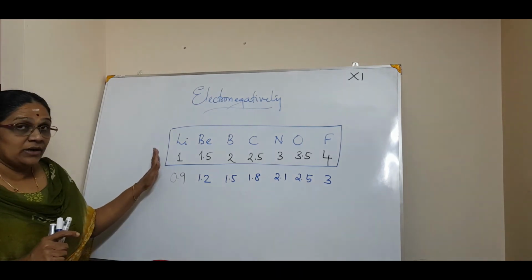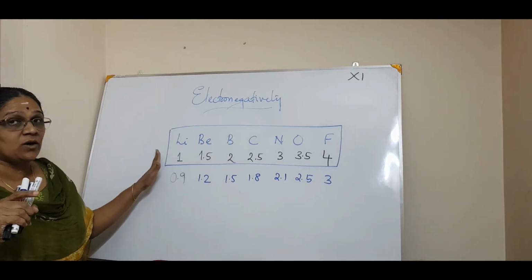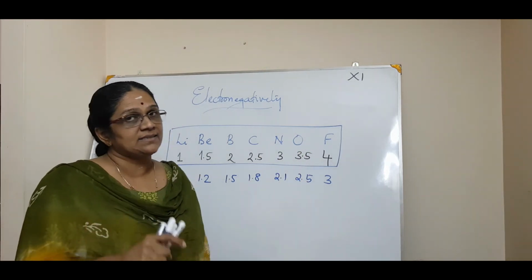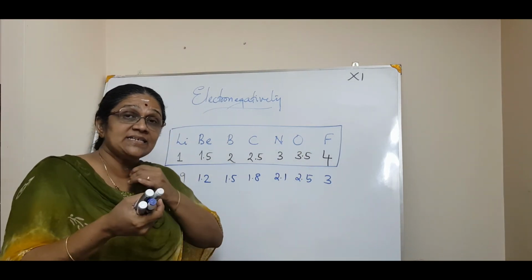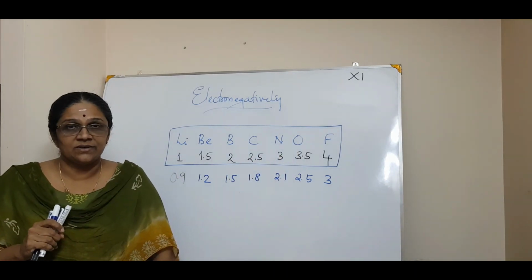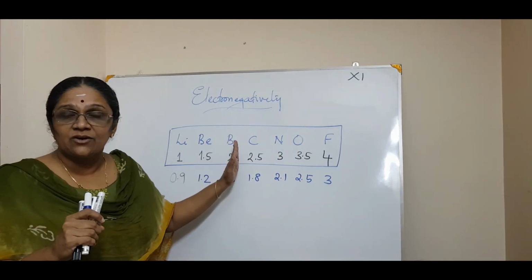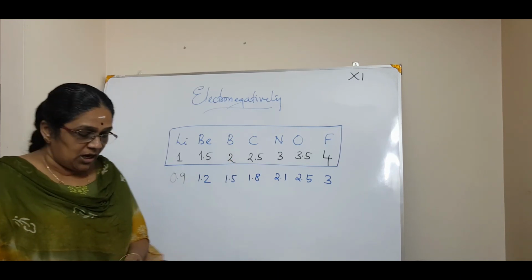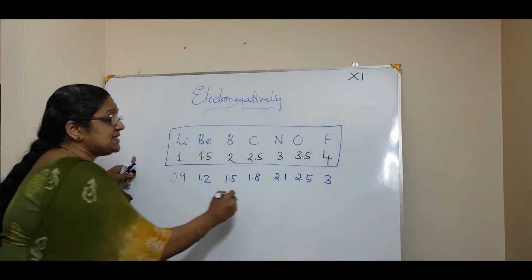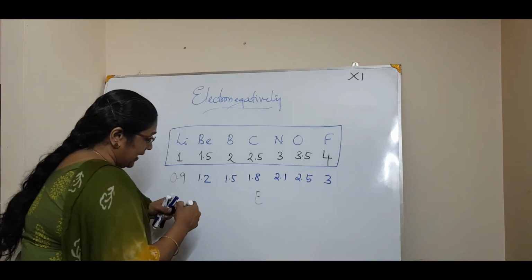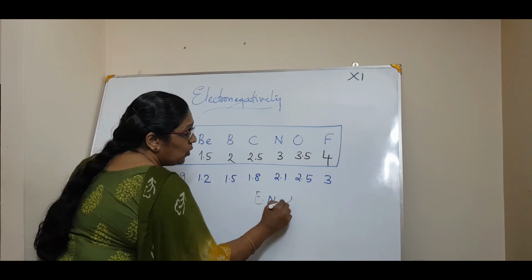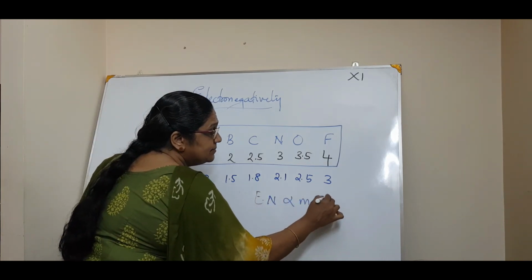So electronegativity decreases down the group, which means the atomic radius increases. Why does atomic radius increase? The effective nuclear charge decreases. So that is the concept behind electronegativity. Now one more thing I can say is that the electronegativity is related to the metallic character.